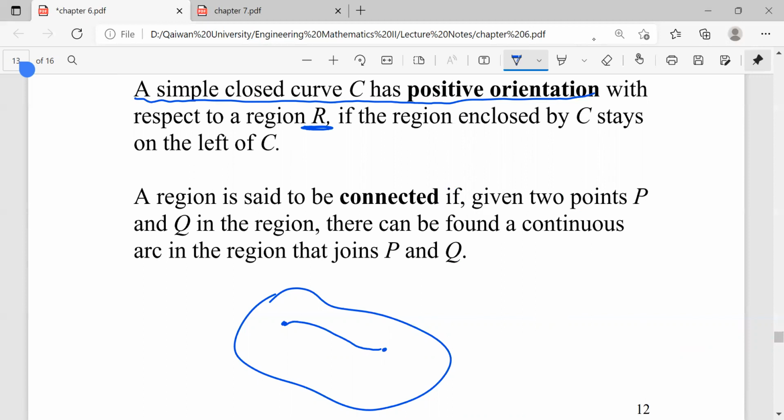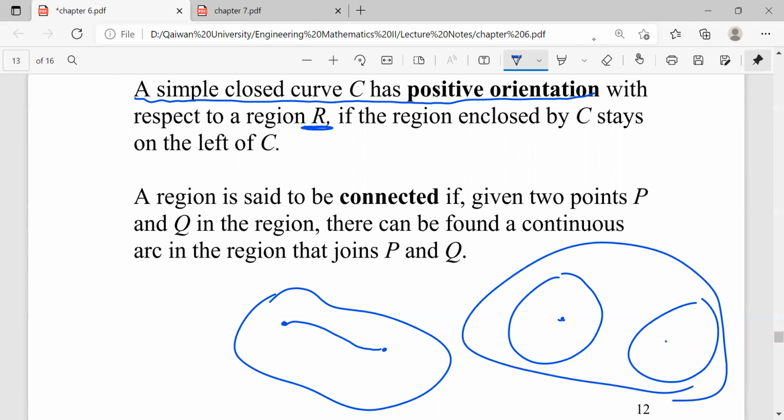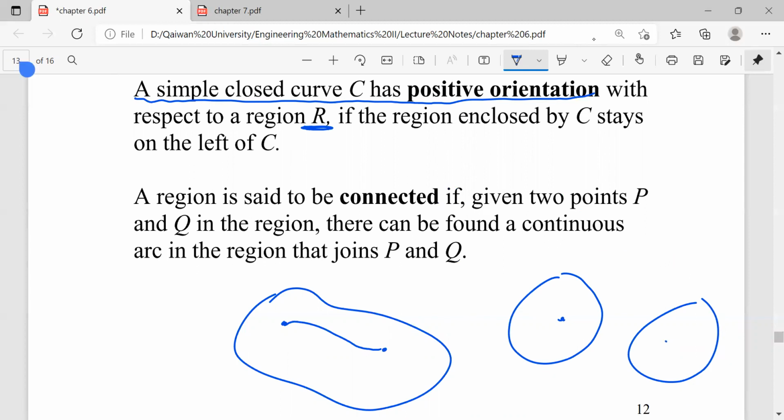This one is connected. How about this one? It's not connected because if we take both together to be a region, we cannot join these 2 points such that the joining curve is in the region. Look, this part of the curve is not in the region.